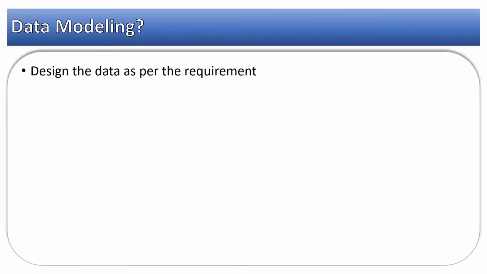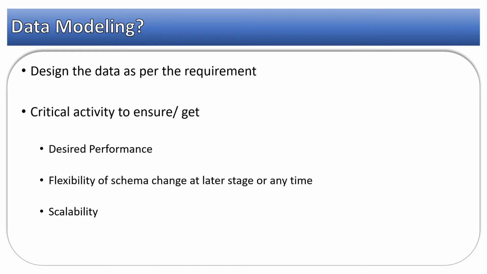So what is data modeling? Data modeling is designing of the data as per the requirement. If I am going to work on an IoT use case, then how should I design my MongoDB schema so that it performs in an efficient manner and the best possible way? That is what data modeling is. It is critical because it will lead to desired performance, flexibility of schema, change at a later stage or any time, and scalability also.